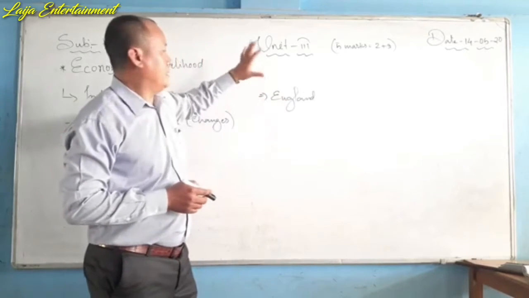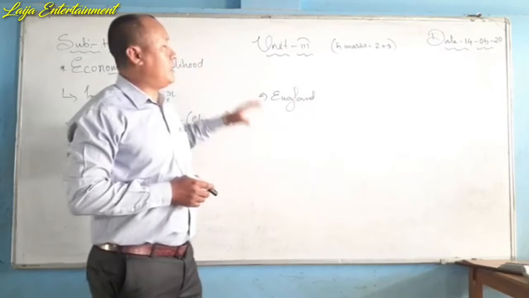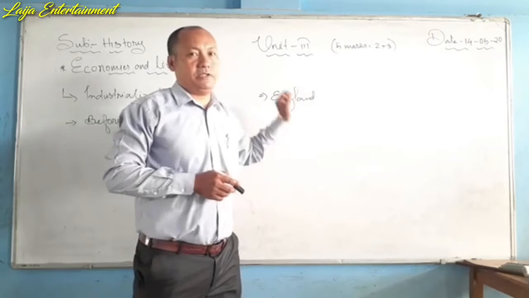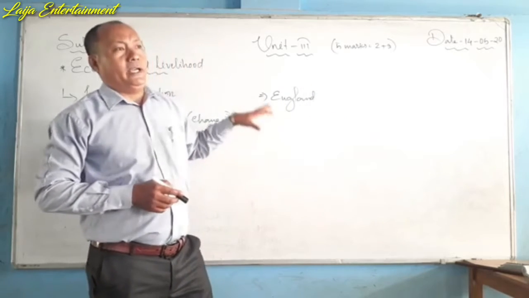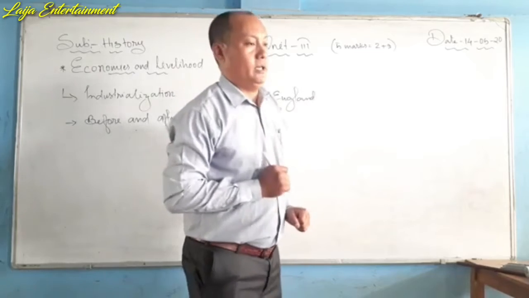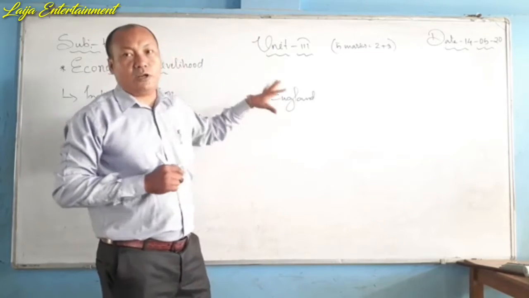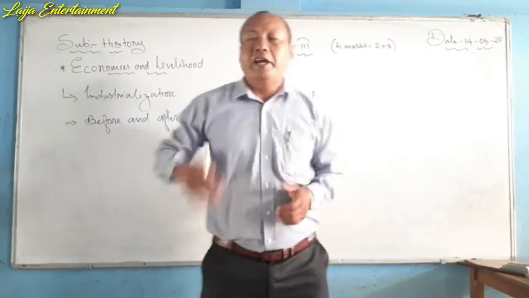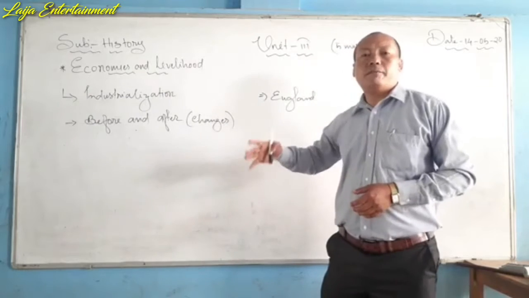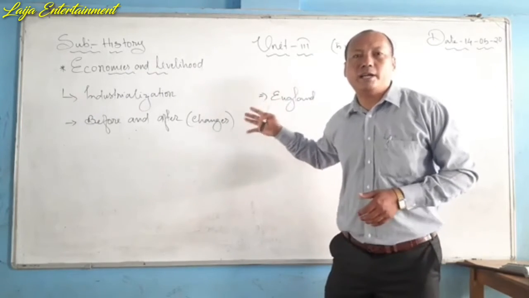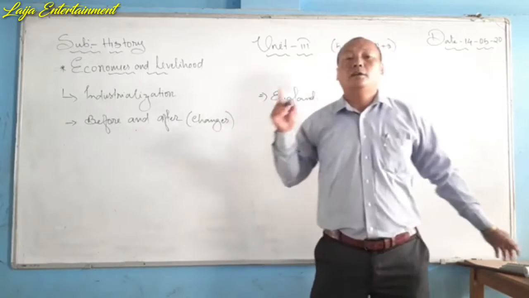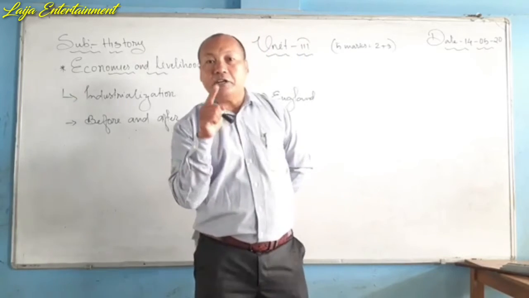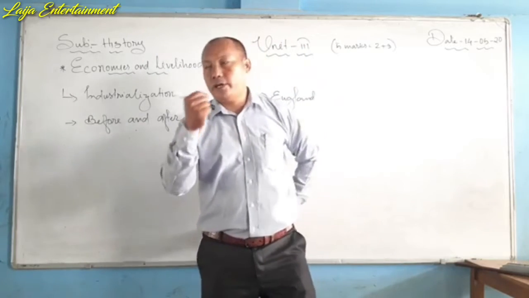Industrialization started first in England. Then the neighboring countries of Europe followed, then America and South Africa. Asian countries, including Japan and India, were industrialized after about a century and a half.